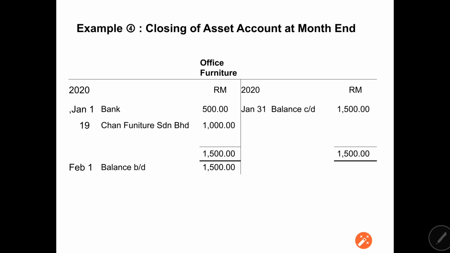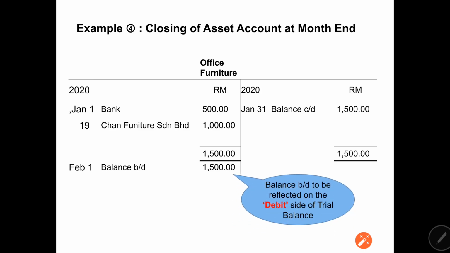Okay, the last one is on the asset account. When you do a closing on the asset account, it's the same concept. Okay, so you have 500 on the debit side. We have bought something, maybe a sofa, maybe a computer table, and we also have bought something on credit terms. 我们也有赊账的跟 Tran Furniture Sdn Bhd 买了一批的家私，所以呢，我们结账的时候应该是1500块。So when we do the closing, the total should be 1005, balance CD on the credit side and balance BD on the debit side. Okay, so this 1005 should be reflected on the debit side of the trial balance.